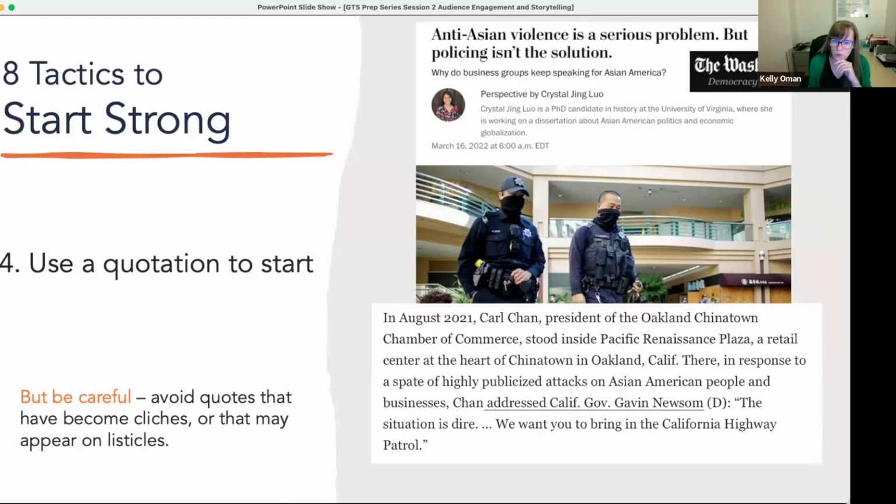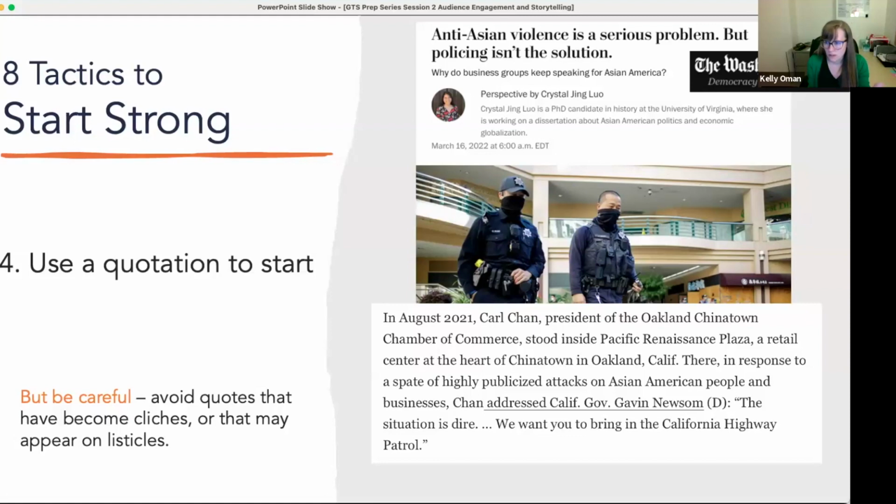Another way is to start with a quotation. So this example is from a PhD student here at UVA, who I think has since graduated, but she wrote this op-ed for the Washington Post on anti-Asian violence, and begins the end of the first paragraph with this quote: in response to a spate of highly publicized attacks on Asian American people and businesses, Carl Chan addressed California Governor Gavin Newsom. The situation is dire. We want you to bring in the California Highway Patrol.